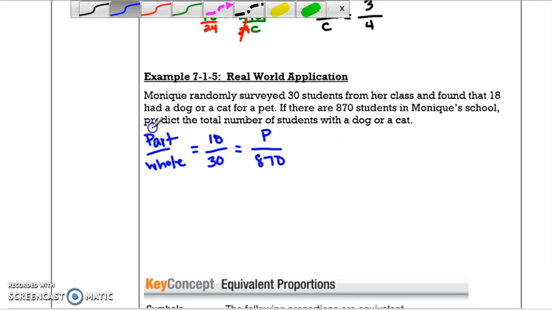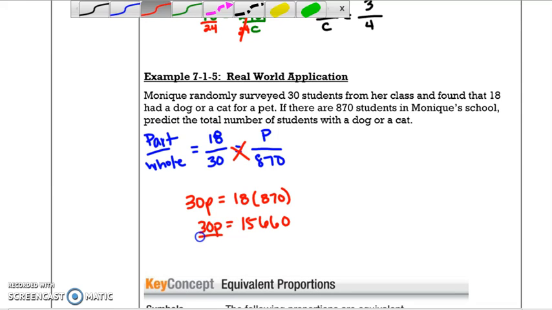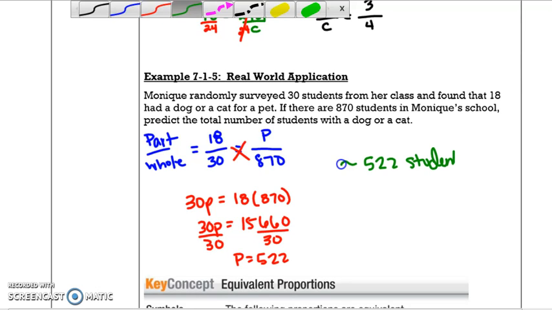So we can solve for P by using our cross product method here. So 30P is going to equal 18 times 870, and 30P then is going to equal 15,660, dividing by 30. P would equal 522. So about 522 students have a dog or a cat in the school, if we use that same ratio.